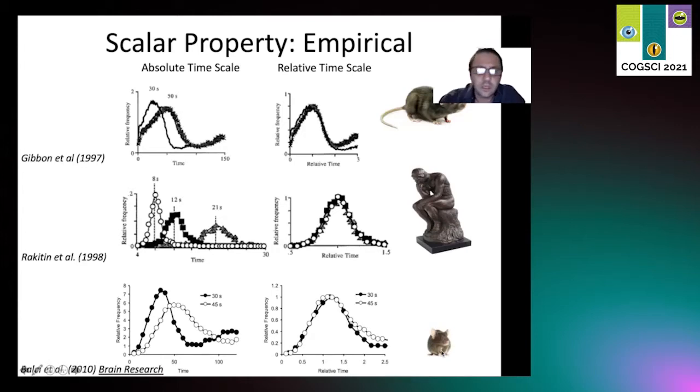One of the predictions of scalar property is that if you express time response curves on a relative time scale for different target intervals, then they should superimpose. And this is indeed what happens in the data. If you look at the three panels on the right, these are data that were collected from rats, humans, and mice, respectively, with different target intervals. And as you can see, invariably, the time response curves superimpose in all of these species of animals, supporting the scalar property, ubiquity of the scalar property of interval timing.